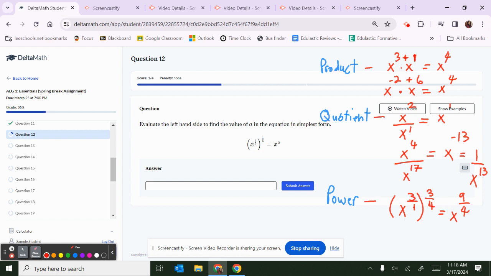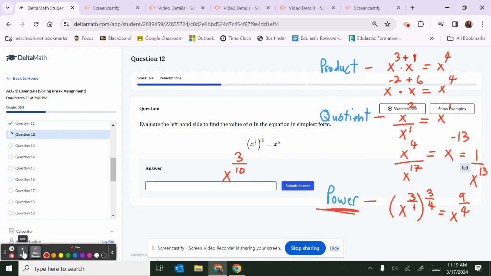So looking at our question right here, which one of the three rules would I use? I would use the power rule, because I see an exponent on the inside and the outside. So when I'm using the power rule, I'm going to just multiply the exponents. Both of these are written as fractions, so when I multiply the numerators, 1 times 3 is 3, 2 times 5 is 10. Can I simplify 3 over 10? No. And that is it.